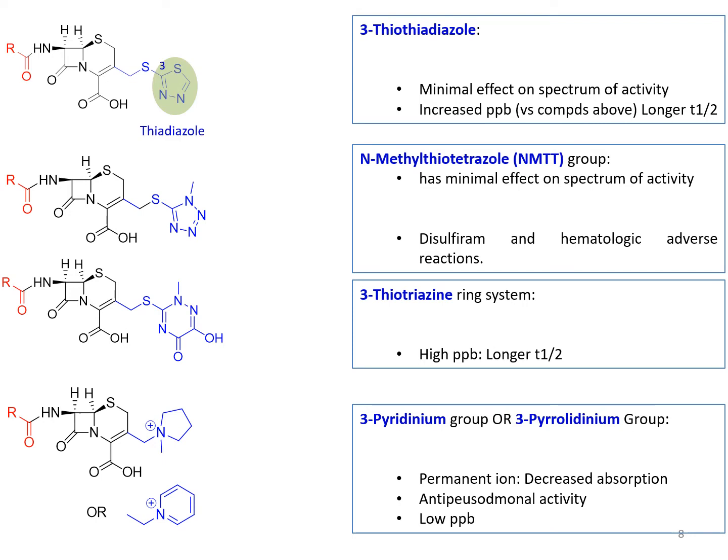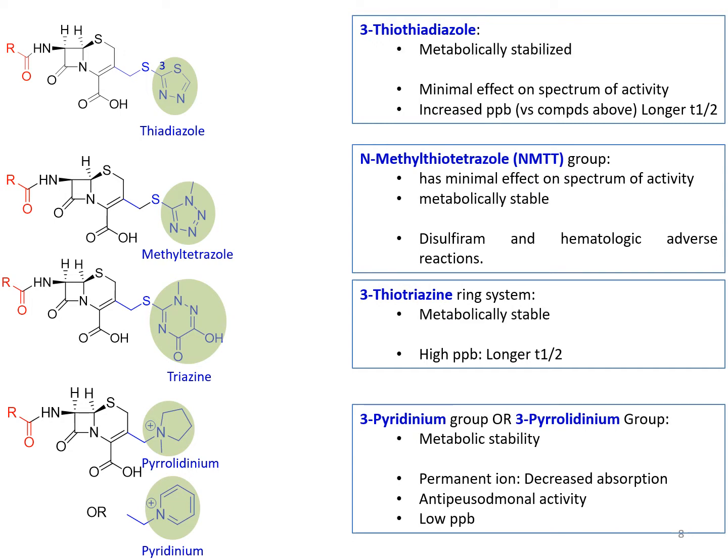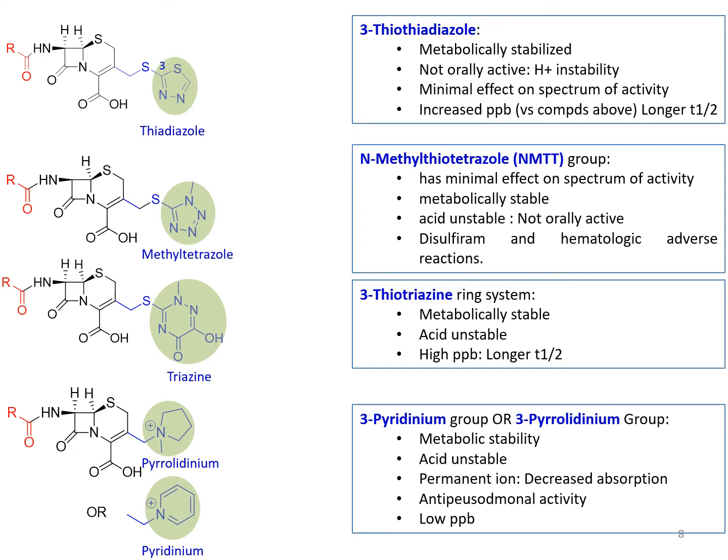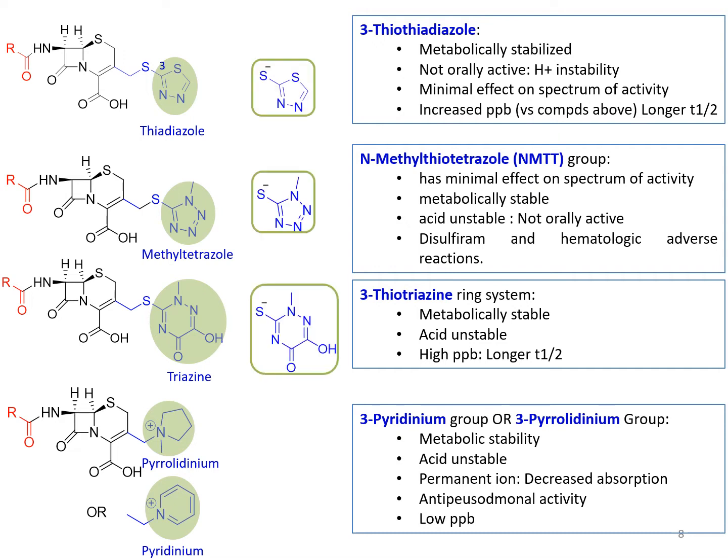Cephalosporins with 3-thiothiazole, N-methyltetrazole, 3-thiotriazine, pyridinium, and pyrrolidinium are not subject to hydrolysis by esterases, thus all are metabolically stable. They are good leaving groups, which make them unstable to acidic conditions. The reason behind the stability of the leaving groups in thiothiazole, MTT, and the triazine, as you see, is the electronegativity of the atoms sharing the developed charge that is delocalized via resonance. Methylpyrrolidine and pyridine are the best leaving groups because when eliminated, they are neutral.